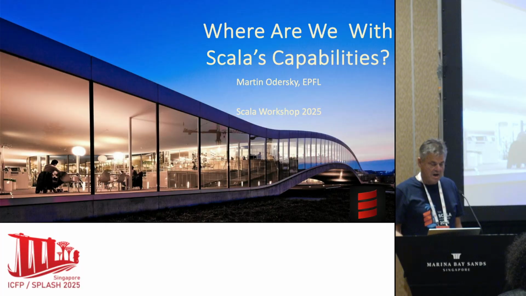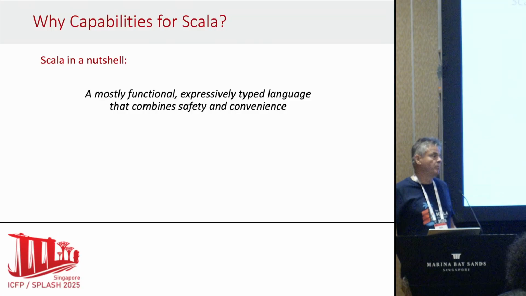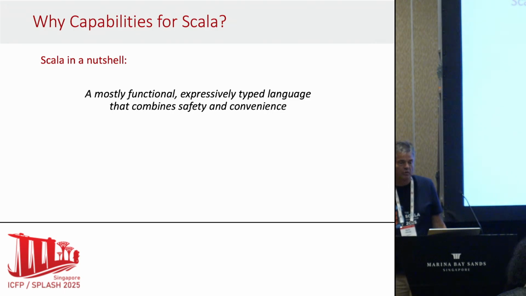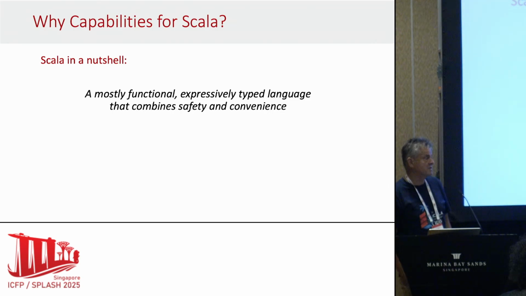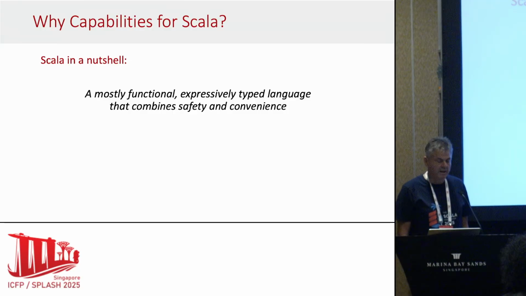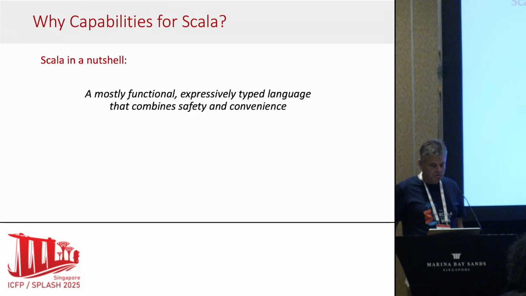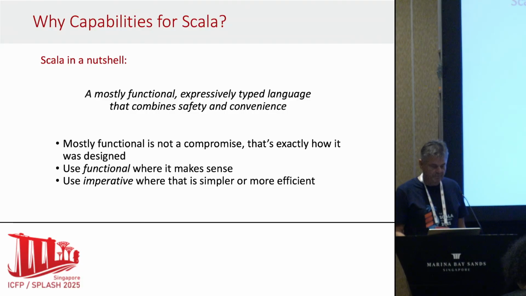The first question to ask, of course, is, well, why would we be interested in capabilities specifically for Scala? So what is Scala? How would I characterize it? Well, in a nutshell, I would say it's a mostly functional, expressively typed language that combines safety and convenience. That's what it wants to be, anyway. And that mostly functional part is not a compromise. That's exactly how it was designed. The idea was we use functional where it makes sense, and it makes sense in a lot of situations, certainly. And we use imperative where that is simpler or more efficient.